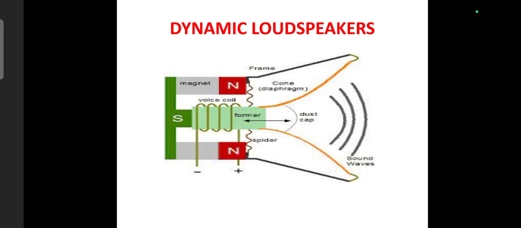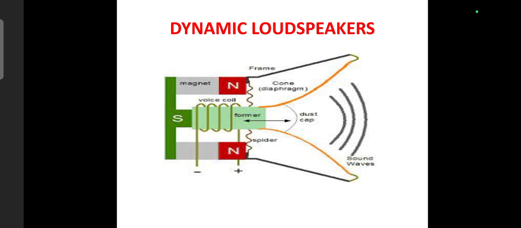Now, let us discuss the different types of loudspeakers. The first is the dynamic loudspeaker, also known as the moving coil loudspeaker. This is the most widely used loudspeaker in the world. Almost all televisions, Bluetooth speakers, public address systems, home theaters and multimedia speakers use dynamic loudspeakers because of their simple construction, high efficiency and excellent sound quality. Its working principle is exactly the same as the one we have just discussed. The moving voice coil interacts with the permanent magnetic field to produce sound.